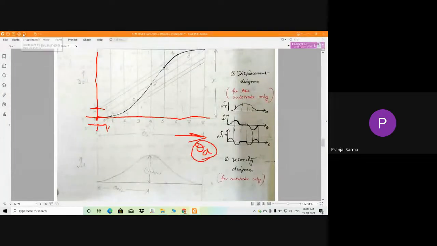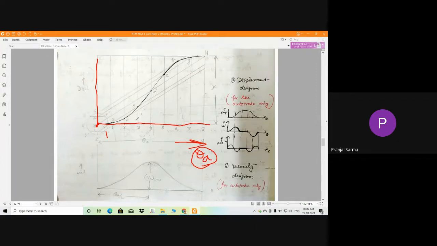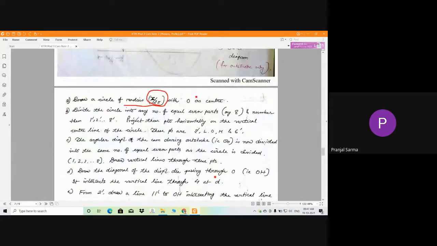Up to this much, is it okay? Is that okay? Let me know. Now this projection on the central line we have already done, and we are naming the points also.